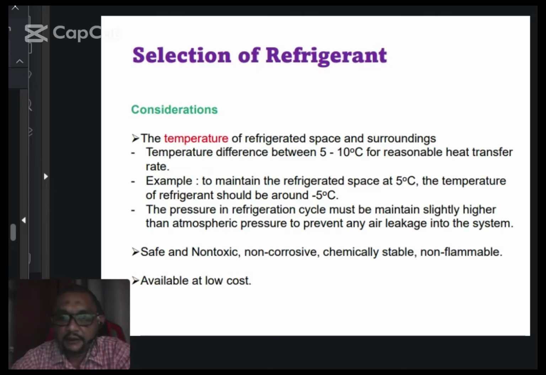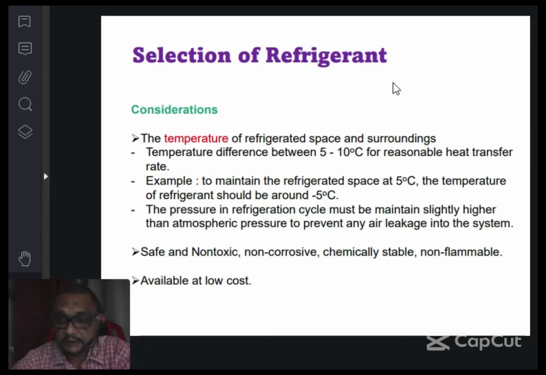So the temperature difference should be between 5 to 10 degrees Celsius for a reasonable heat transfer rate. Example, as you see here, to maintain the refrigerated space at 5 degrees Celsius, the temperature of the refrigerant should be around negative 5 degrees Celsius. So the pressure in the refrigerant cycle must be maintained slightly higher than atmospheric pressure to prevent any air leakage into the system.